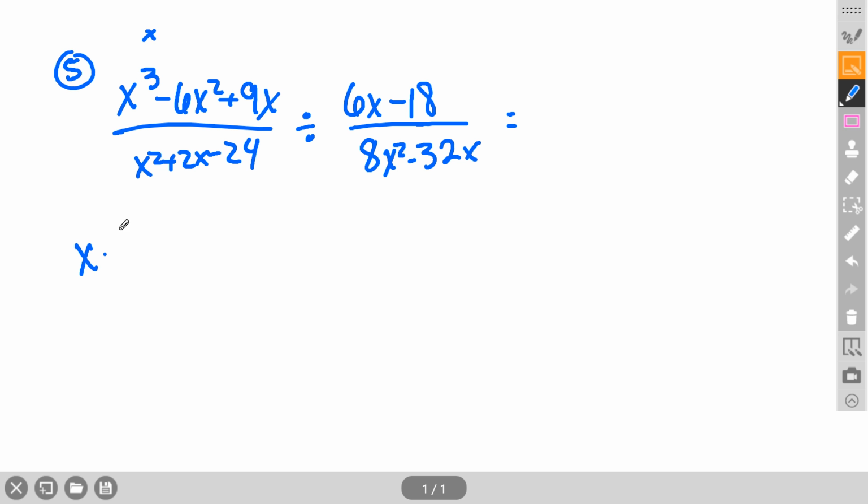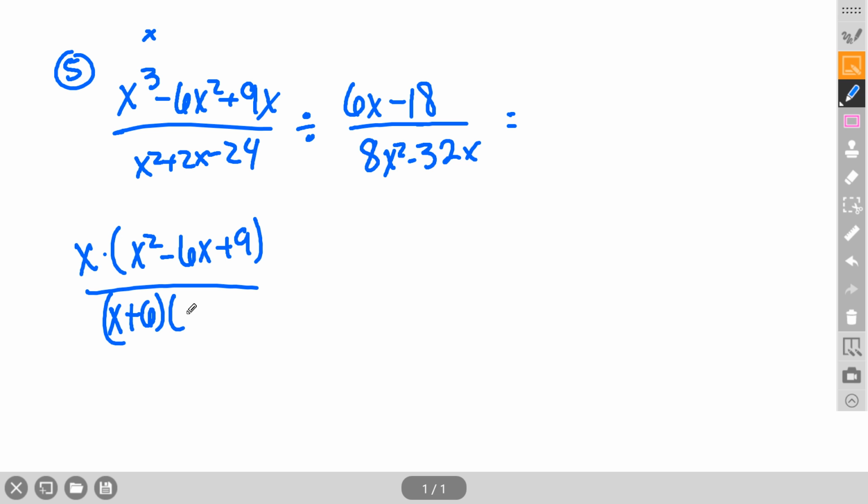So I can factor out the x, and I'll be left with x squared minus 6x plus 9. Looks like that's going to factor again. X squared plus 2x minus 24, that's x plus 6 times x minus 4. You can go ahead and, well, we'll leave this as division. We'll change it to multiplication in a second.